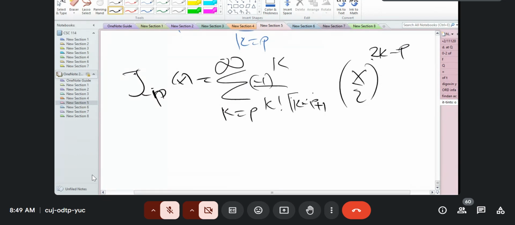If we specify that k should run from p all the way to infinity, then we successfully take care of the case where the argument of the gamma function is not positive.